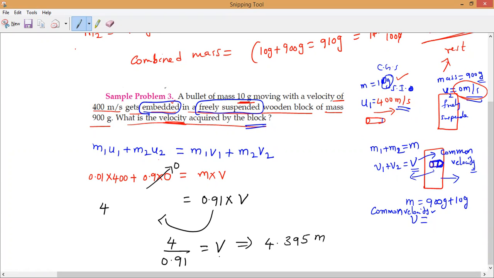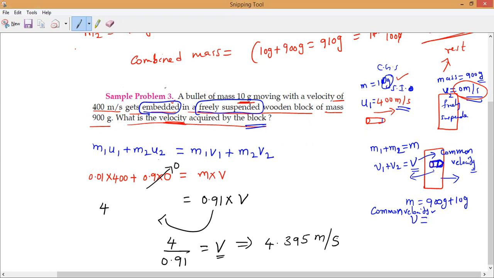What is the unit of velocity? Gokul, Kaushik, not even opening your mouth. Again, why silent? Arun, Kailash, what is the velocity unit? Meter per second. Now you are answering after everybody says meter per second.